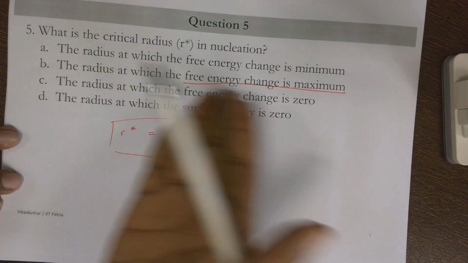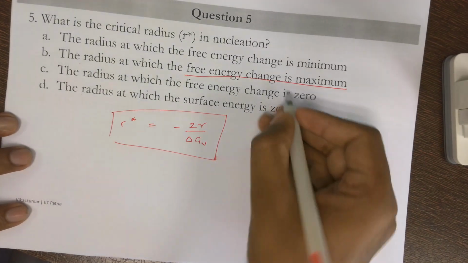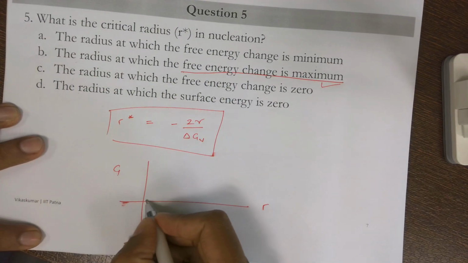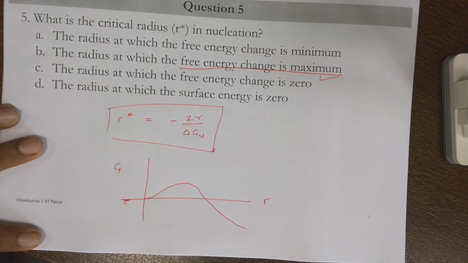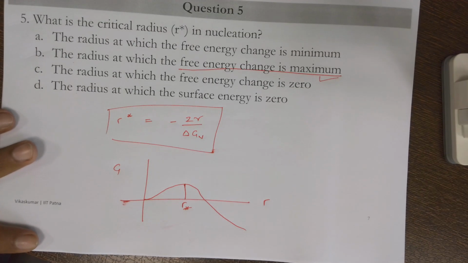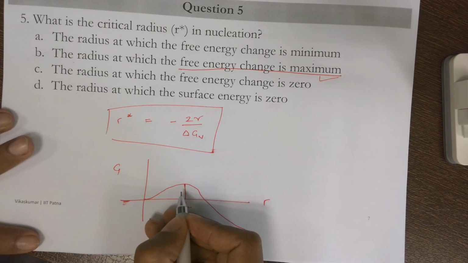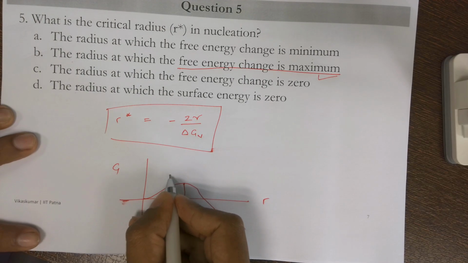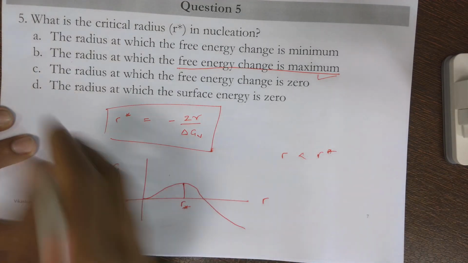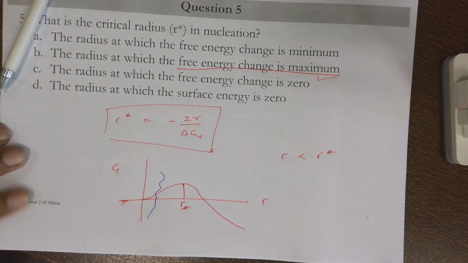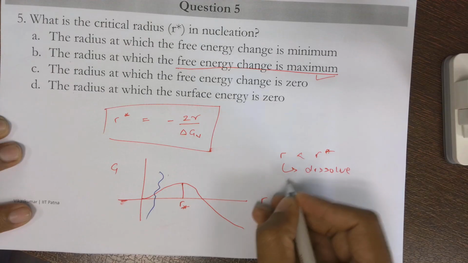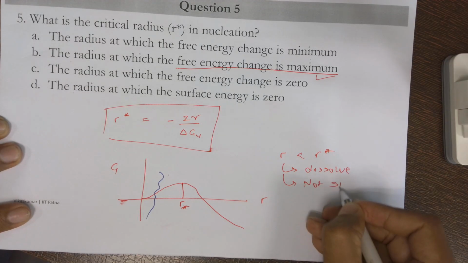So see what will happen: it's a radius at which the free energy change is maximum. So we have found that this is a radius and this is the free energy. What was happening is something like this. And this is the critical radius R star we are talking about. If my nucleus which is formed has a size R less than R star, what will happen to the nuclei whose radius is this? They will dissolve. They are not stable.